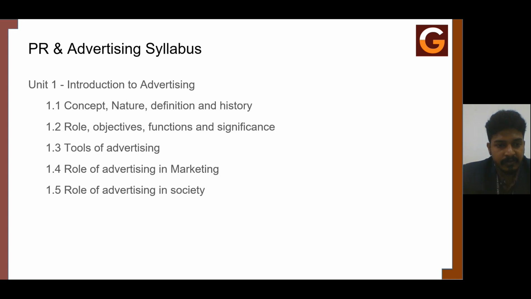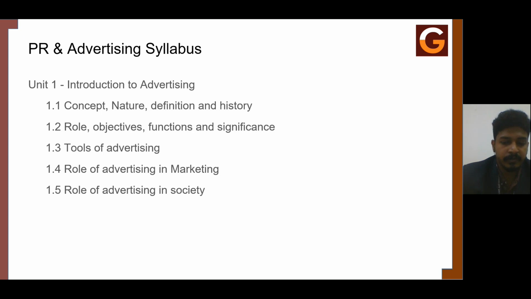1.5 is going to be about the role of advertising in society, trying to understand what kind of role advertising plays in shaping the morale of the public, the taste of the public. We'll also be looking at public service announcements, PSAs, as you've seen in theaters when you go for a film that plays in the starting. So these are generally designed to bring about change in the attitudes of public towards certain things and change behavior, attitudes in general. So we'll be looking at that in the first unit.